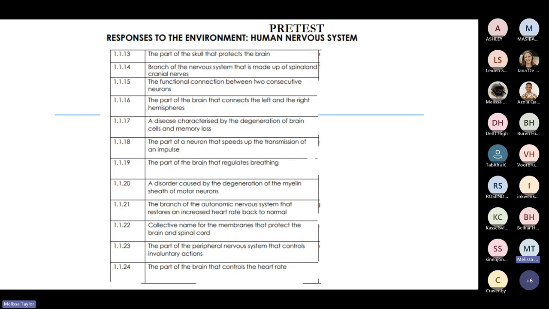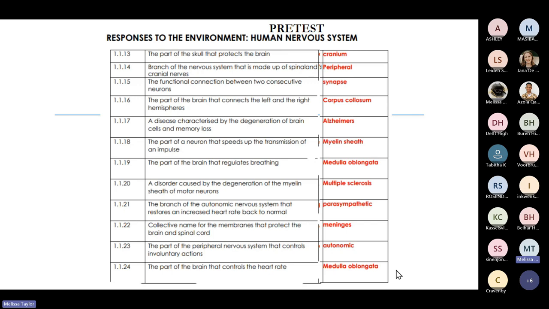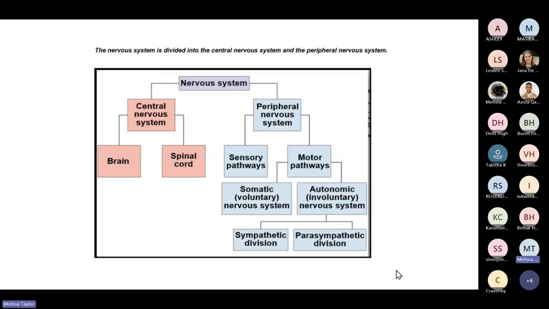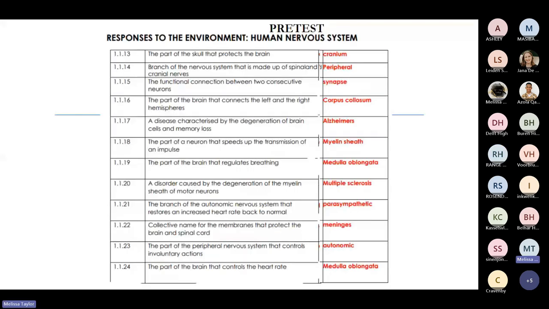So I'm going to post these answers. If you could please mark your own work and then give yourself a total out of 12. I'm not going to discuss these explanations just yet. We will do that as we go through our material this morning. So I'll just give you a minute to check your answers.